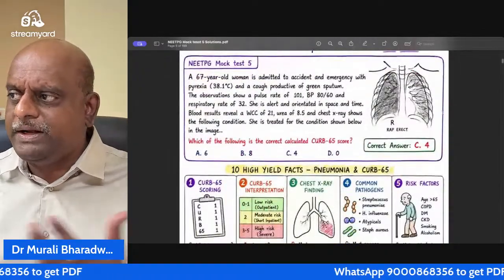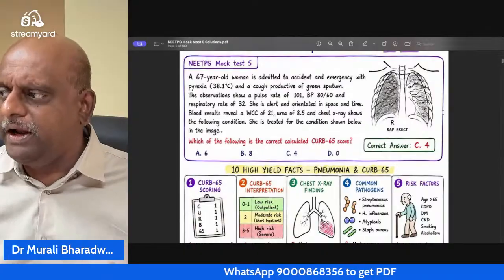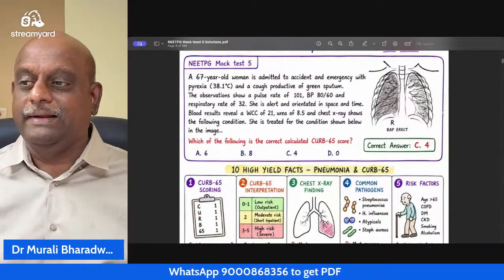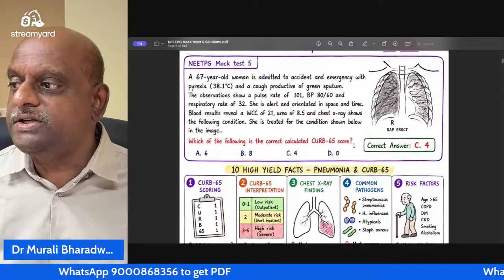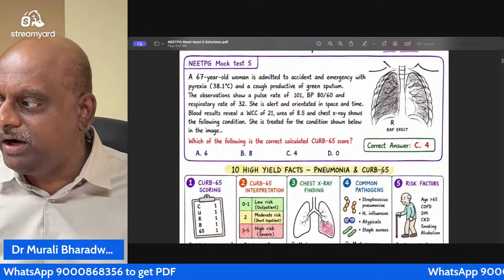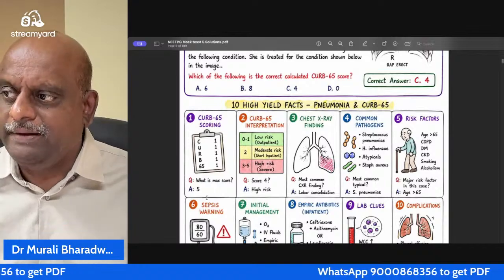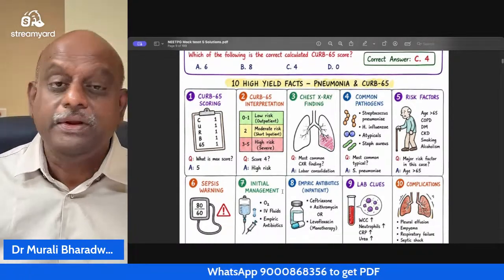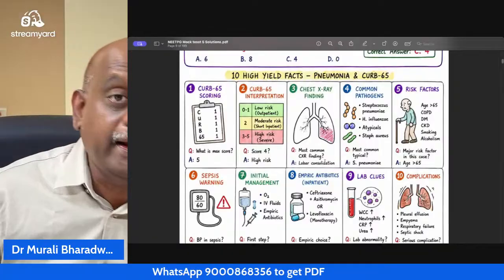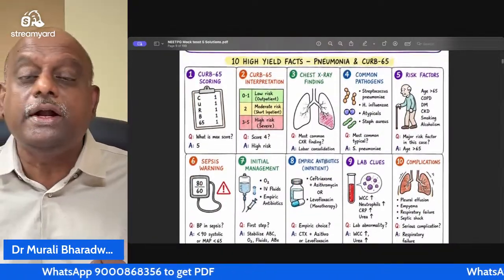A 67-year-old is being admitted for emergency with chronic productive cough and green sputum with pneumonia. So, in the CURB 65 score, based on all this, what is the score? The score is 4. Maximum score is 5. 3 to 5 is high risk and very severe. And the most common X-ray finding is lobar consolidation, is what you need to remember.